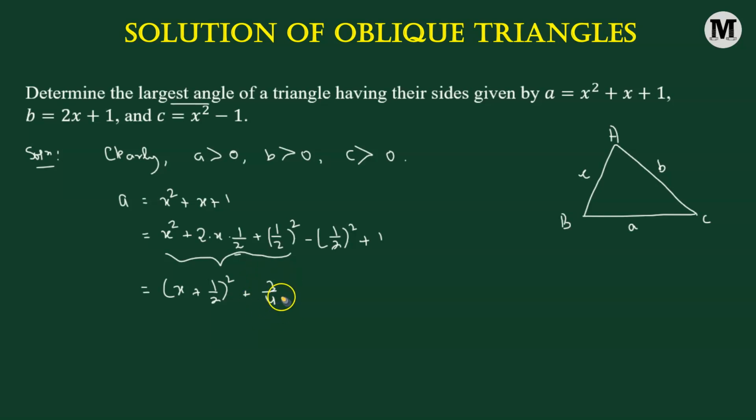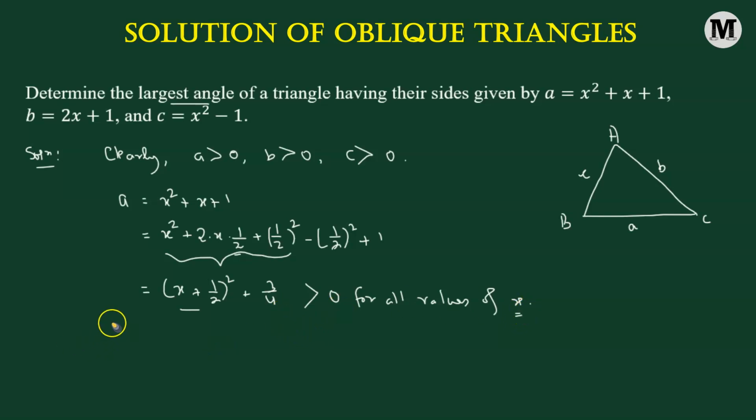Now we know 3 over 4 is a positive number. Squaring any quantity is always going to make it a positive number, which means that this value is always going to be greater than 0 for any values of x. For all values of x, that means any value of x that we choose, this is always going to be a positive number. It does not matter whether x is positive or negative in this case.